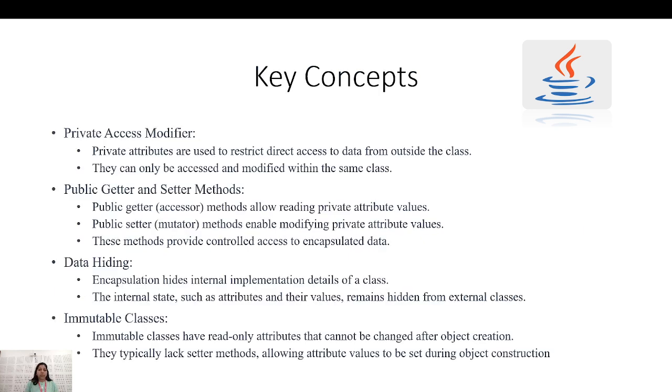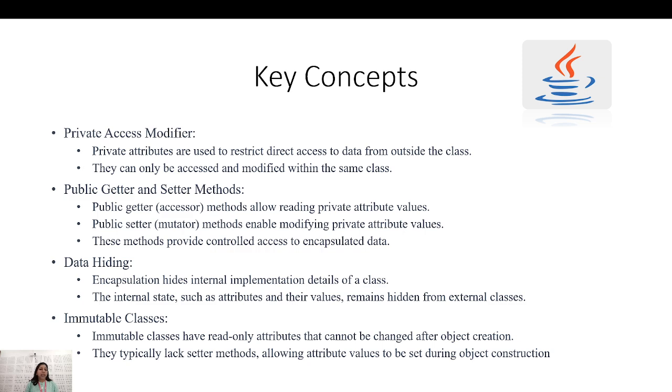What are the key concepts? How can we achieve encapsulation in Java? We have four different approaches. One is the private access modifier. That means we declare the attributes as private, which is used to restrict the direct access of the data outside the class. It can be accessed and modified only within the same class.